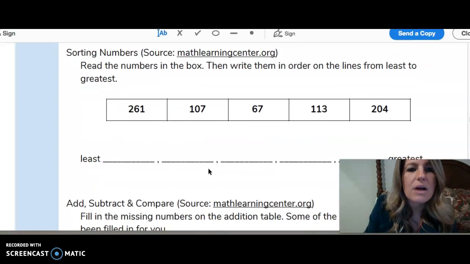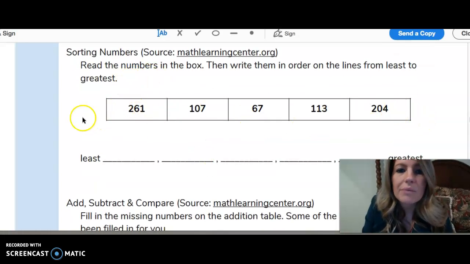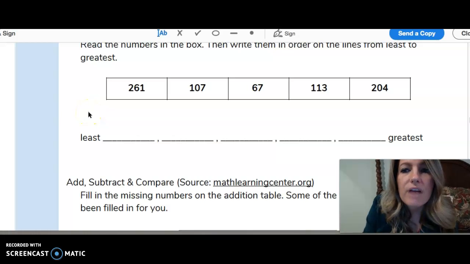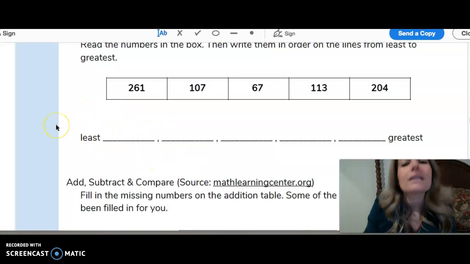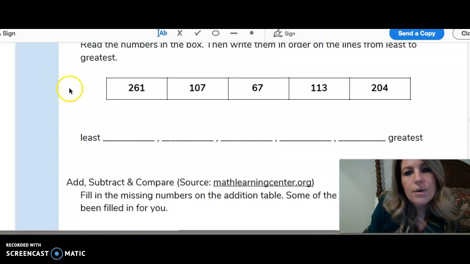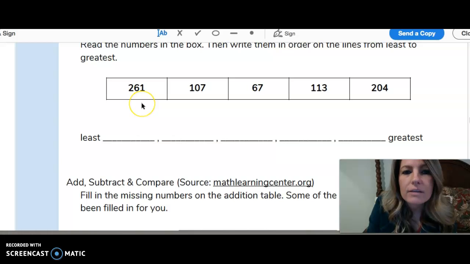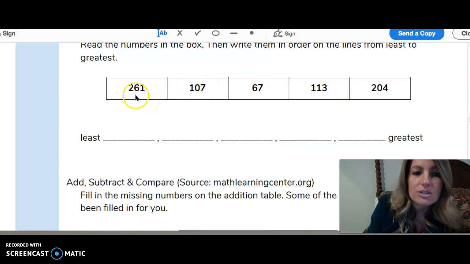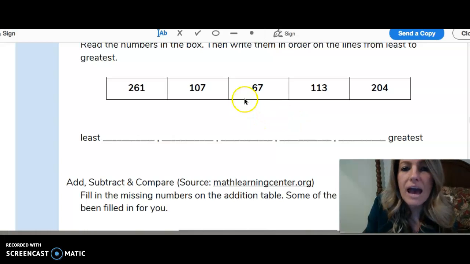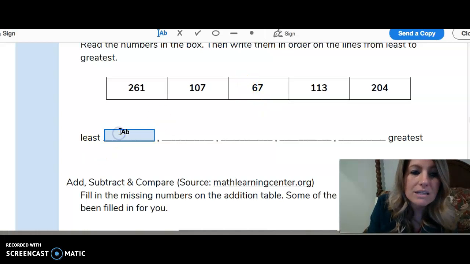All right, next problem. We have several numbers here in the boxes. We have to write them in order from the numbers that go least to greatest. Least means smallest. So as I'm looking at these numbers, I'm trying to find the smallest number. I'm choosing this number because it has no hundreds in the hundreds place. All the other numbers, 204, 113, 107, 261, have 100 in the hundreds place. This is the only number that does not have hundreds, which makes it the smallest number.